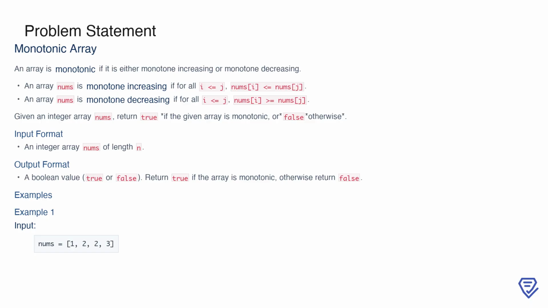Your task is to determine if a given integer array is monotonic and return true if it is, or false if it is not. The input will be an integer array, and the output will be a Boolean value that reflects whether the array is monotonic. Let's look at some examples to better understand this definition.